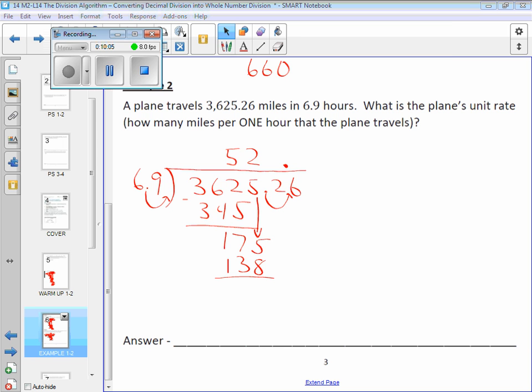What's the difference? Patrick, what'd you get? 175 take away 138. I got 37. Still not done. Bring down the 2. 69 into 372. It's a process. It's a long process. Lots of opportunities to make mistakes, so you got to be really, really careful.